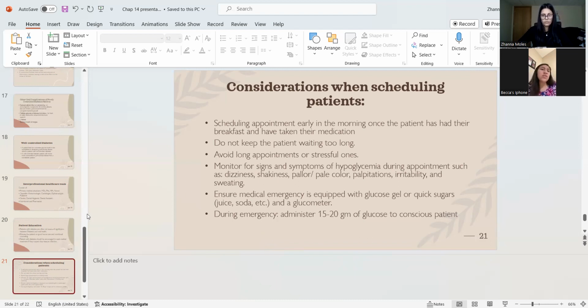For any medical emergency that might happen in our dental chair, we're going to make sure our emergency kit has glucose gel or any quick sugars, like juice, sodas, candies, that kind of stuff. We're going to want to grab our glucometer so that we can measure what their glucose is at. If a patient does become unconscious, we're going to want to call EMS or medical services. They're going to administer glucagon intramuscularly, and hopefully the patient will come back to consciousness. And in a dental emergency, we're going to administer 15 to 20 grams of glucose.